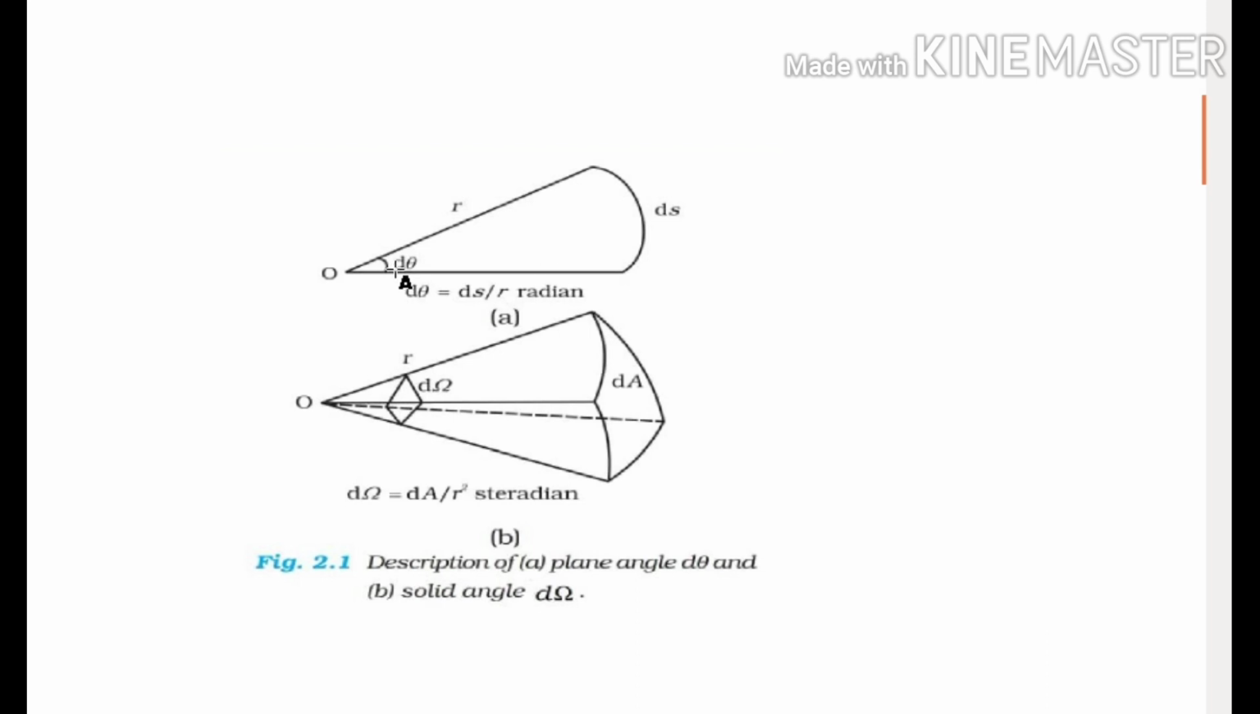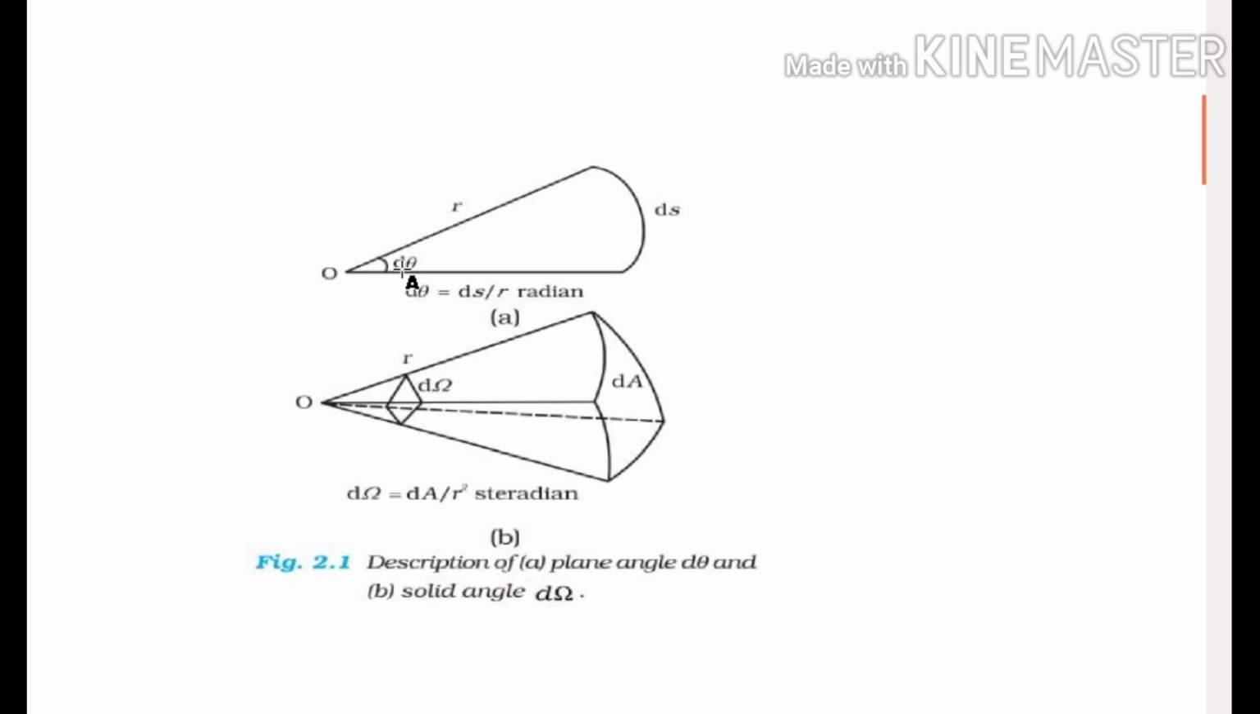And now what about d theta? D theta is also very small and it indicates the angle. Now the center and the radius, the radius is taken as r. Okay, so these three quantities are related as d theta is equal to ds upon r, but in radian, not in degree. The answer will be in radian, not in degree.